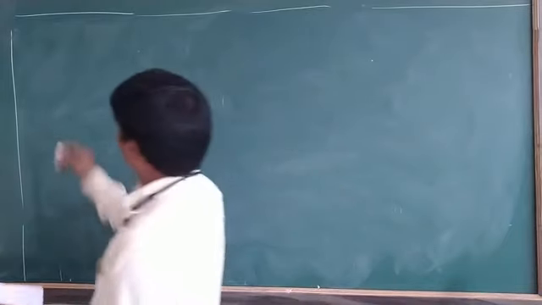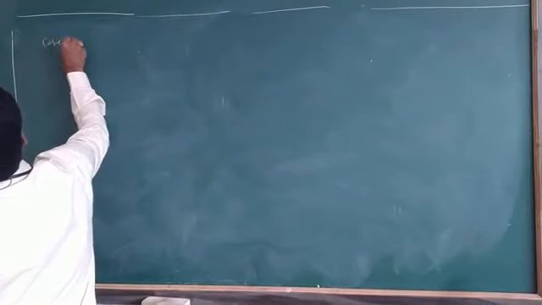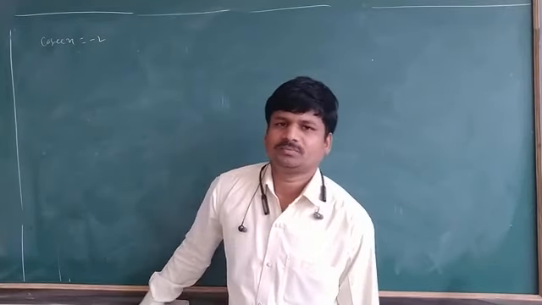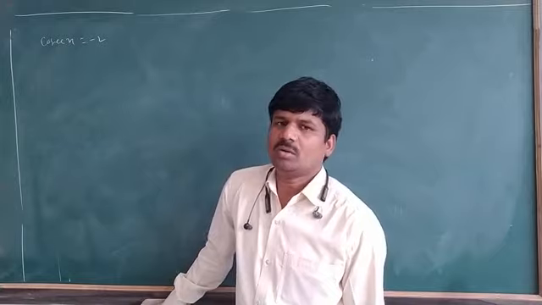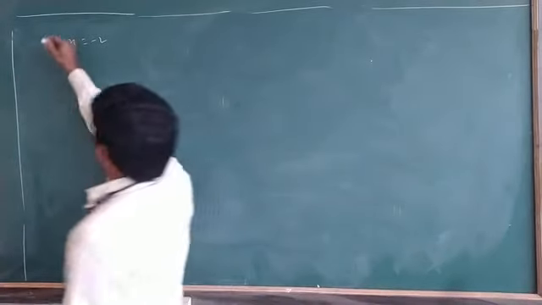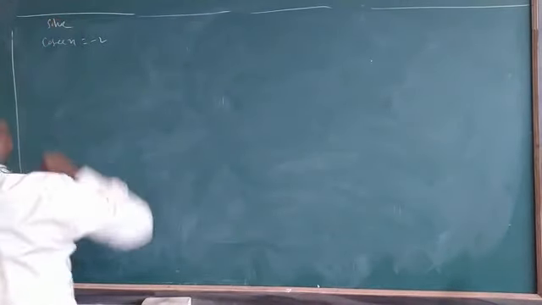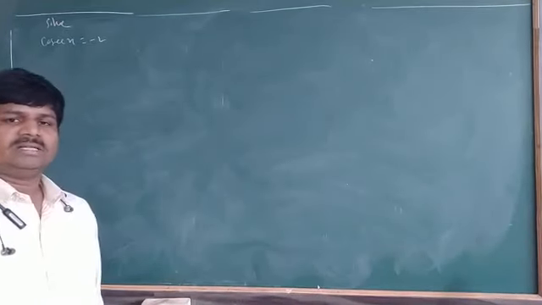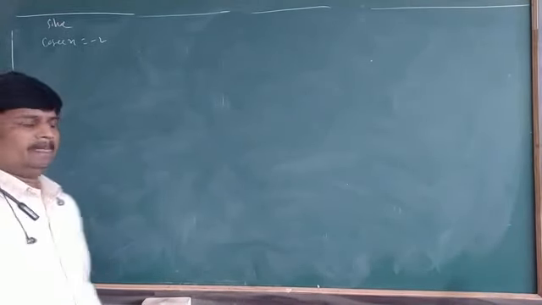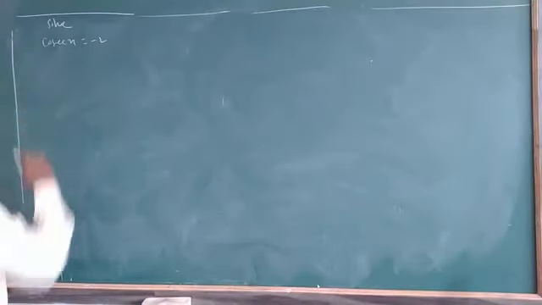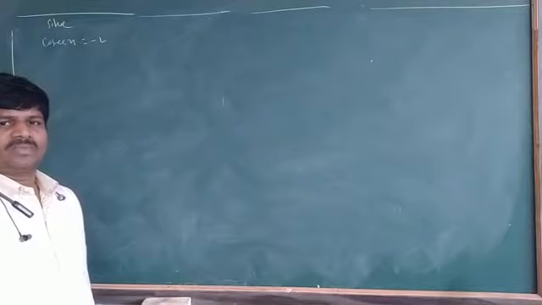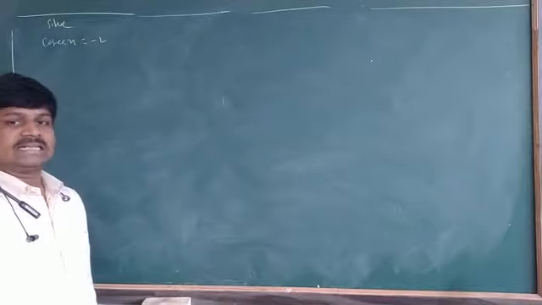Cosecant x is equal to minus 2. Here also we have to solve. Solving means we have to find the general solution. To find the general solution, since it is cosecant, how can you change it? You can change it as sin.